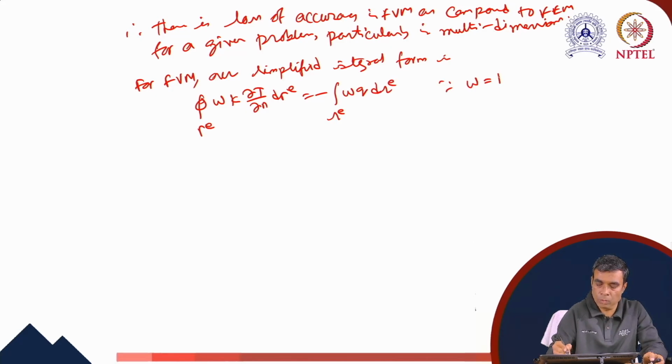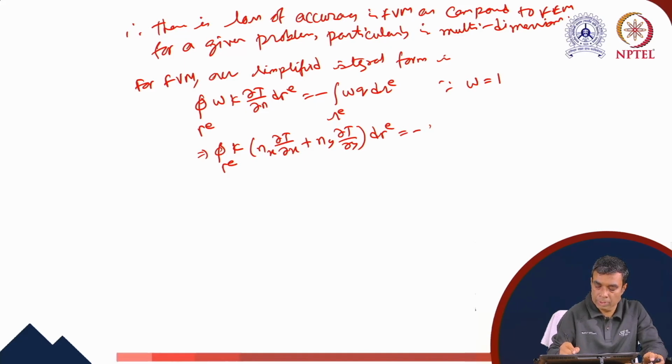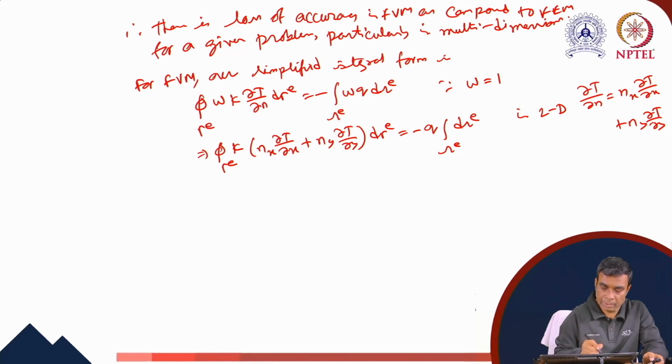Since w equals 1, we can get the integration over gamma e of k times (nx ∂T/∂x plus ny ∂T/∂y) d gamma e equals minus q times the integration over omega e d omega e. This is in two dimensions. ∂T/∂n equals nx ∂T/∂x plus ny ∂T/∂y.